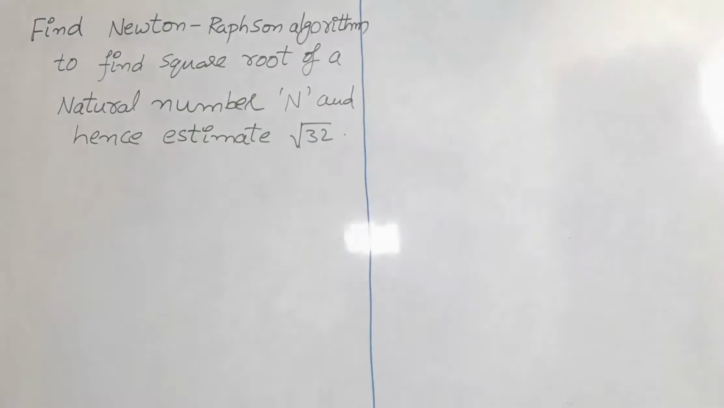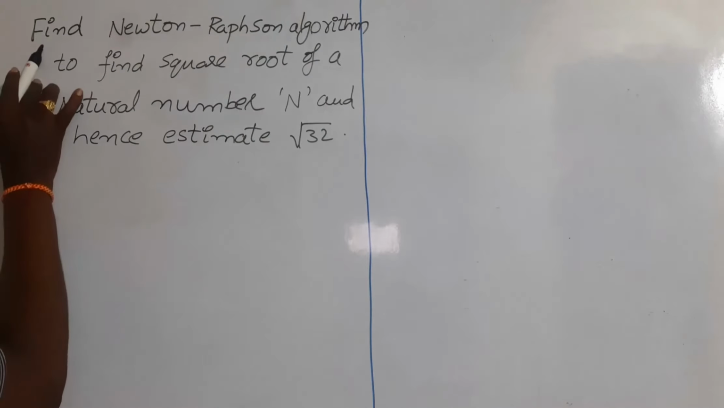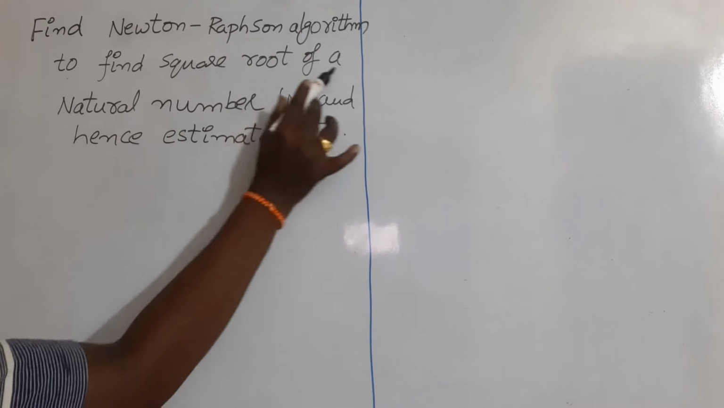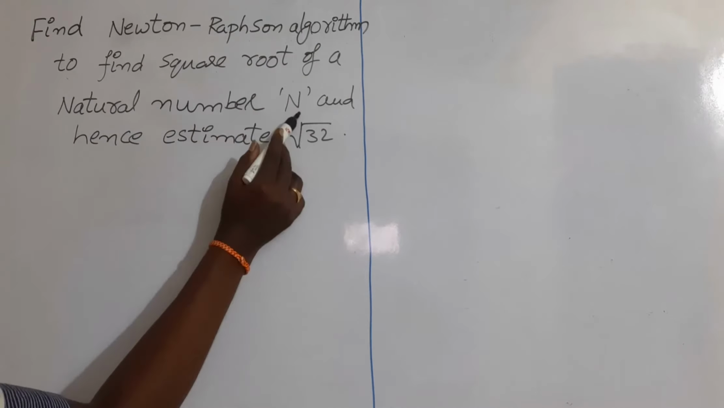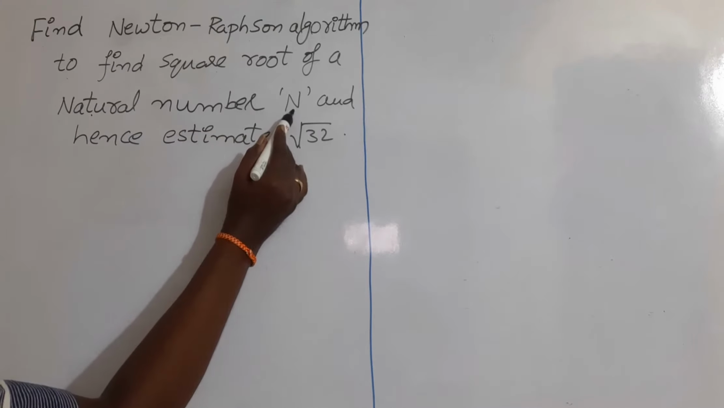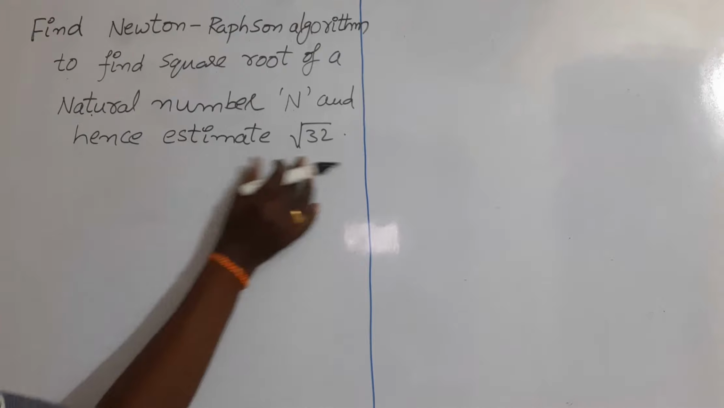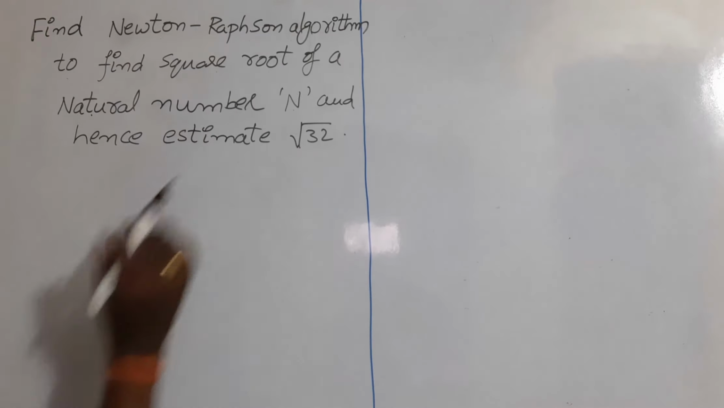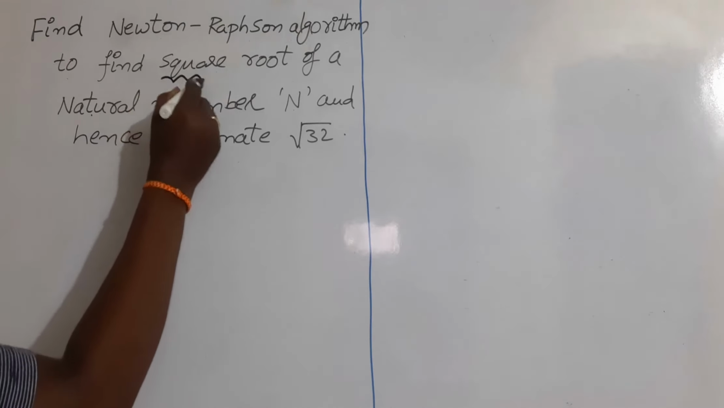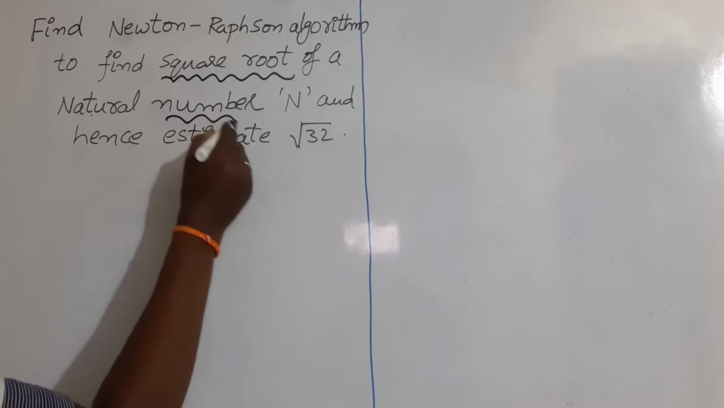Find the Newton-Raphson algorithm to find the square root of a natural number capital N. Natural number means a positive integer which is denoted by capital N. And hence we have to estimate the value of square root of 32. This is another application of the Newton-Raphson method. By using the Newton-Raphson method we can easily find the square root of a natural number capital N.